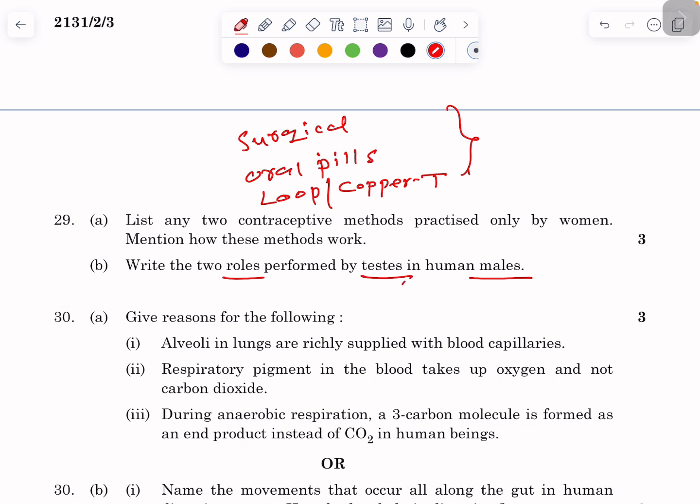So the two roles performed by the testes in human males are formation of sperms and secretion of the hormone testosterone. Okay, you have to write these two reasons.